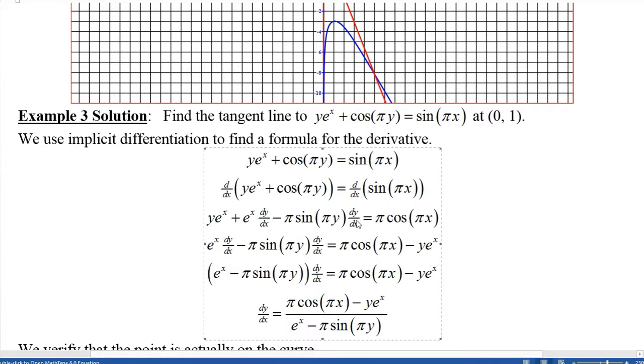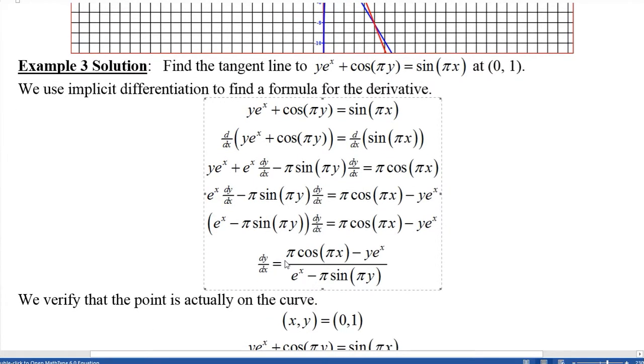Okay, now what can we do with it? Well, we want to get the terms that have dy over dx on one side and get rid of the other ones. These two with dy over dx are already on this side. We just need to add a negative y e to the x to both sides to cancel this out on the left. And of course that introduces this term on the right side. Then I want to factor out the dy over dx here, leaving me e to the x minus pi times sine of pi y. And then finally divide by this coefficient to get dy over dx is pi times cosine of pi x minus y times e to the x, over e to the x minus pi times sine of pi y.